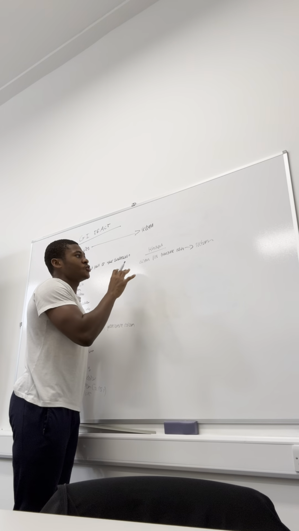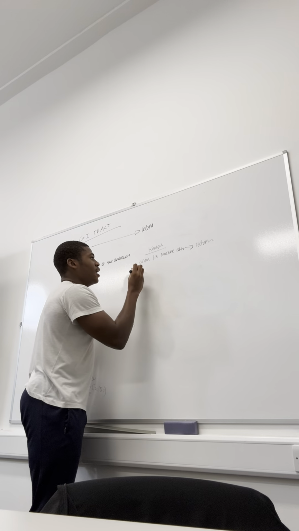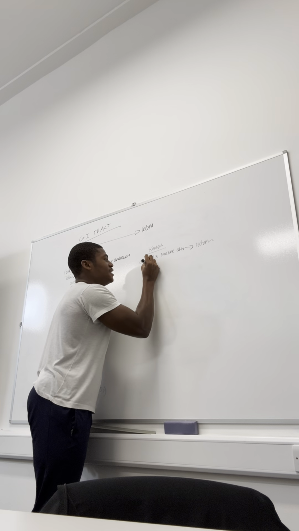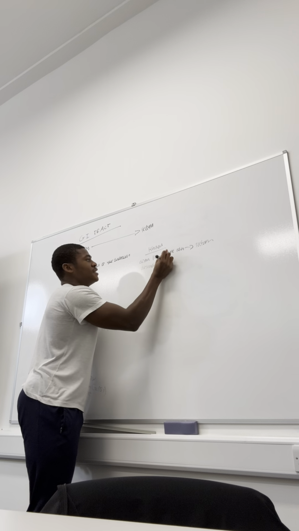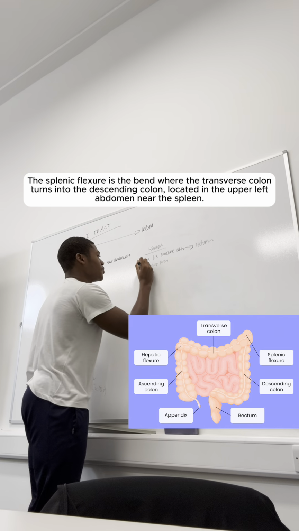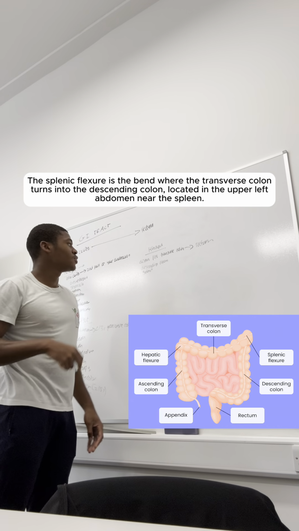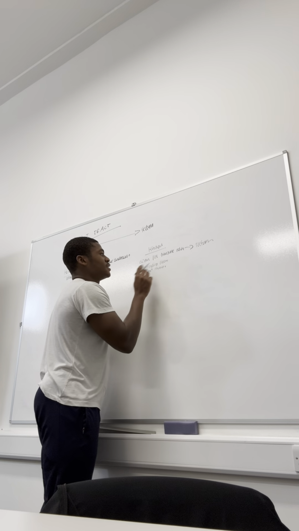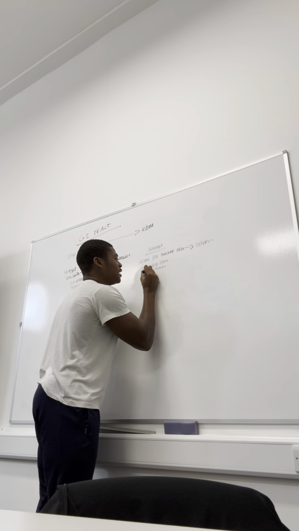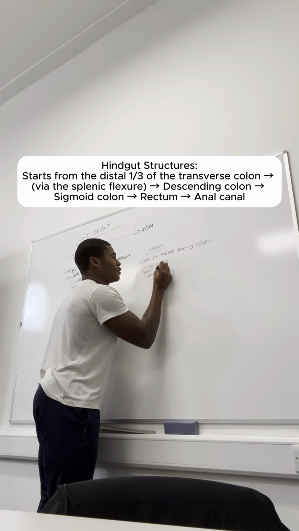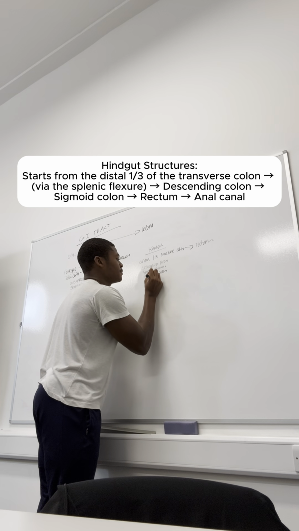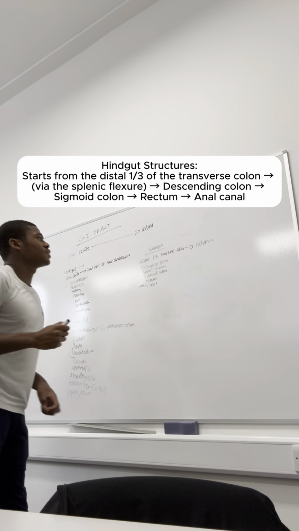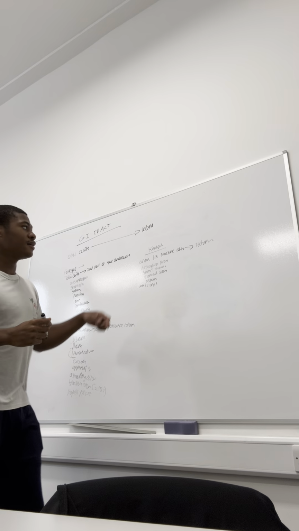So some of the structures included within this are, obviously, the distal third of your transverse colon, your descending colon, and because of the distal third, I'm also going to include your splenic flexure, which is located in the left upper quadrant of your abdomen. So we have your descending colon, we're also going to have our sigmoid colon, and we're going to have a rectum and anal canal. Cool. So that's everything in your hindgut.